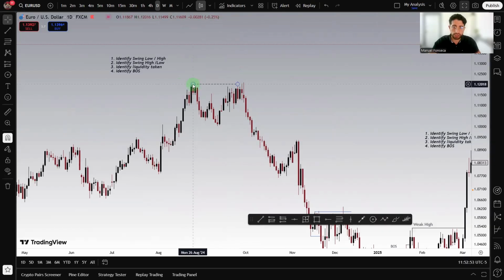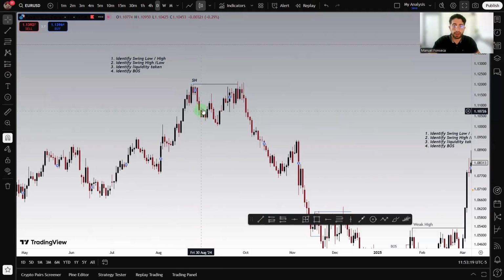But this, which is like the second highest point of the market, would be what? Exactly, a swing high. This would be the swing high. Correct. This will be the swing high. I'm going to put it here with text, so maybe it's easier or clearer for us. Okay. So this will be the swing high.